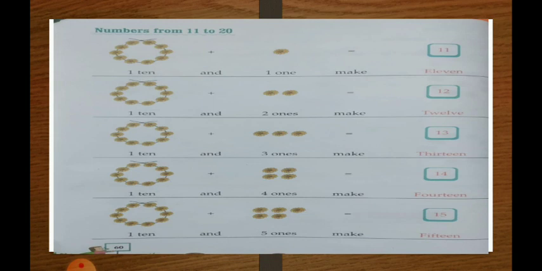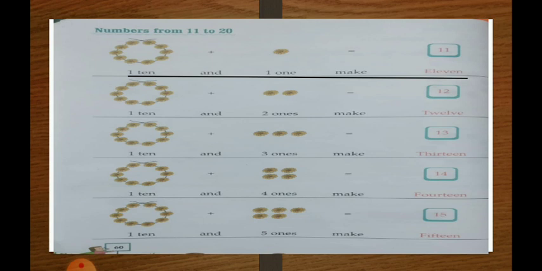Let us see. For that you have to open your textbook page number 60, and put your finger on whatever I am reading. Now see here, what can you see? A garland of 10 flowers means 1 ten, plus one more flower is equal to 11. Yes, 1 ten and 1 make 11. Say after me, 1 ten and 1 make 11. So what is the number name for 11? E-L-E-V-E-N, 11.